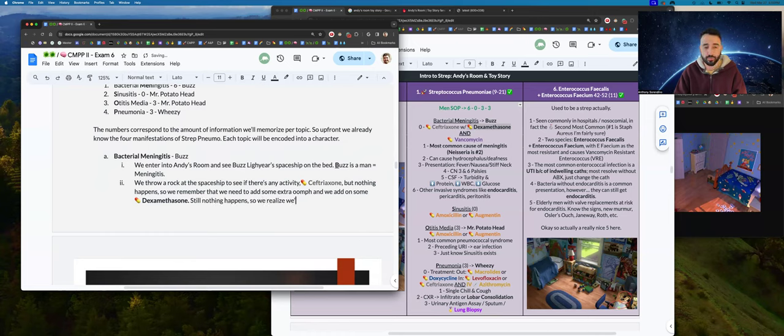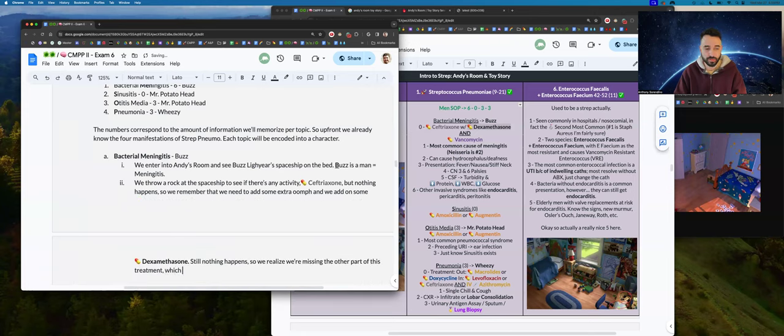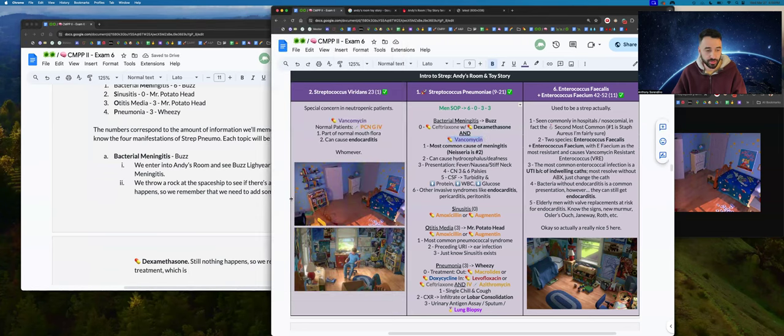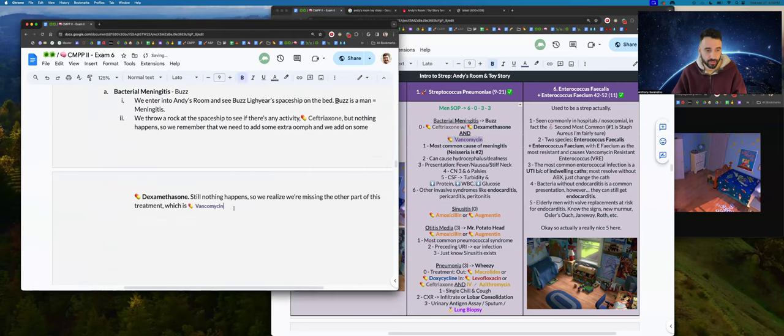So we realize we're missing the other part of this treatment, which is vancomycin. So that's footwear. So guess what else we're going to be throwing at this spaceship? We're going to take off our shoe and we're going to throw our shoe and hopefully arouse Buzz Lightyear. Not in that way. So we take off our shoes and throw those as well. Who throws a shoe? I mean, honestly.